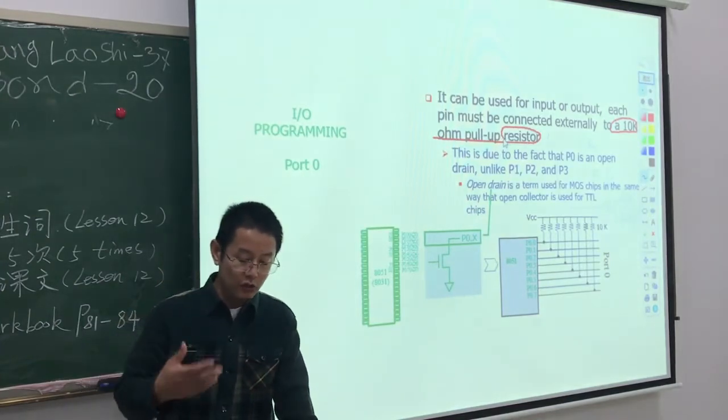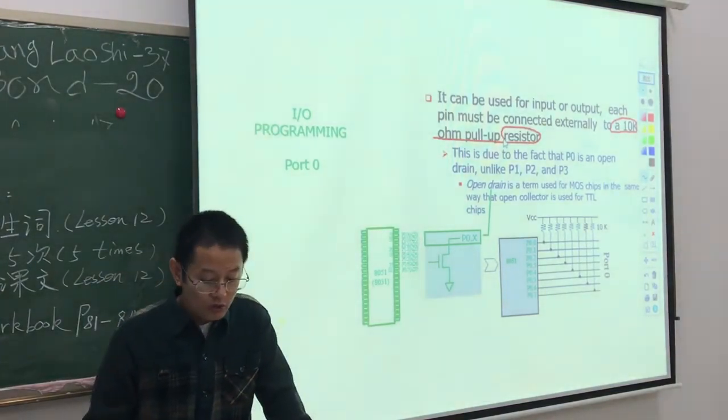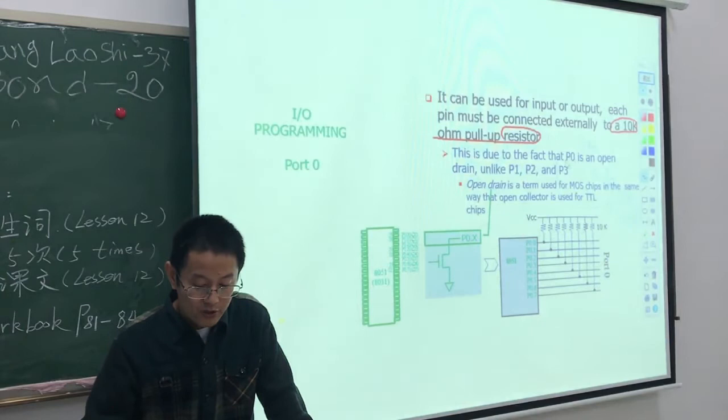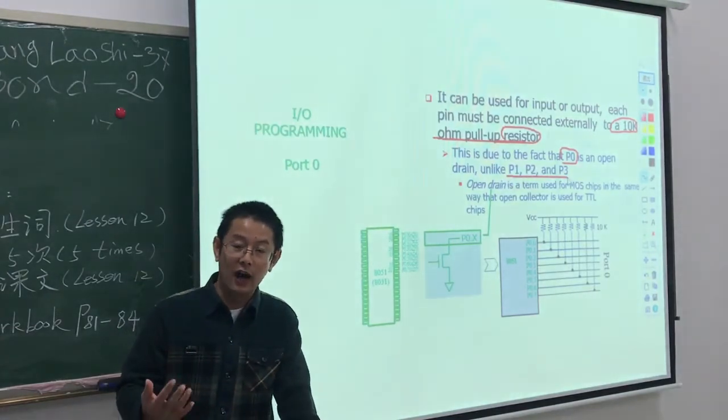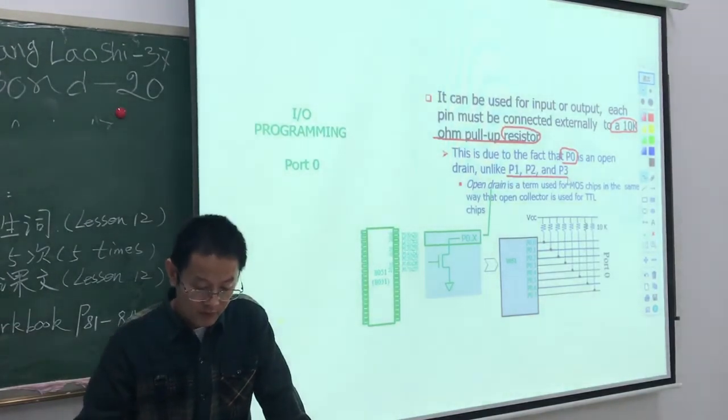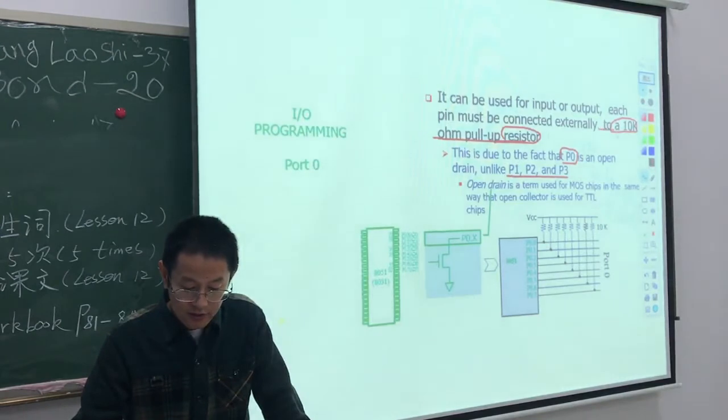You need to be careful. When you use P0, you need a pull-up resistor, but P1, P2, and P3 didn't. This is important.